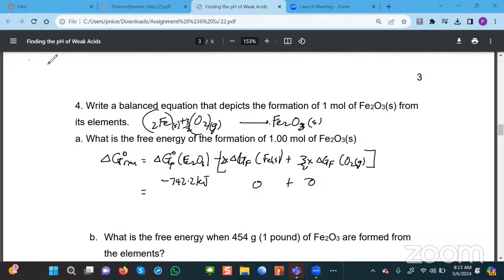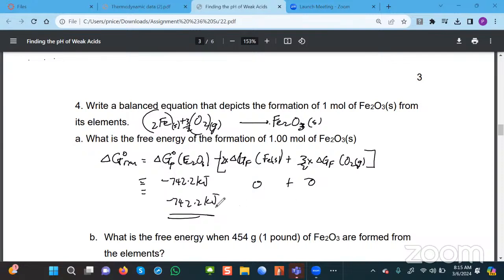Okay, so basically, this is what this is equal to. So therefore, this works out to be minus 742.2 kilojoules. And that's the final answer. So that's the free energy for the formation of, well, actually, there's one more step. A minor step, but I'm going to go through it anyway.